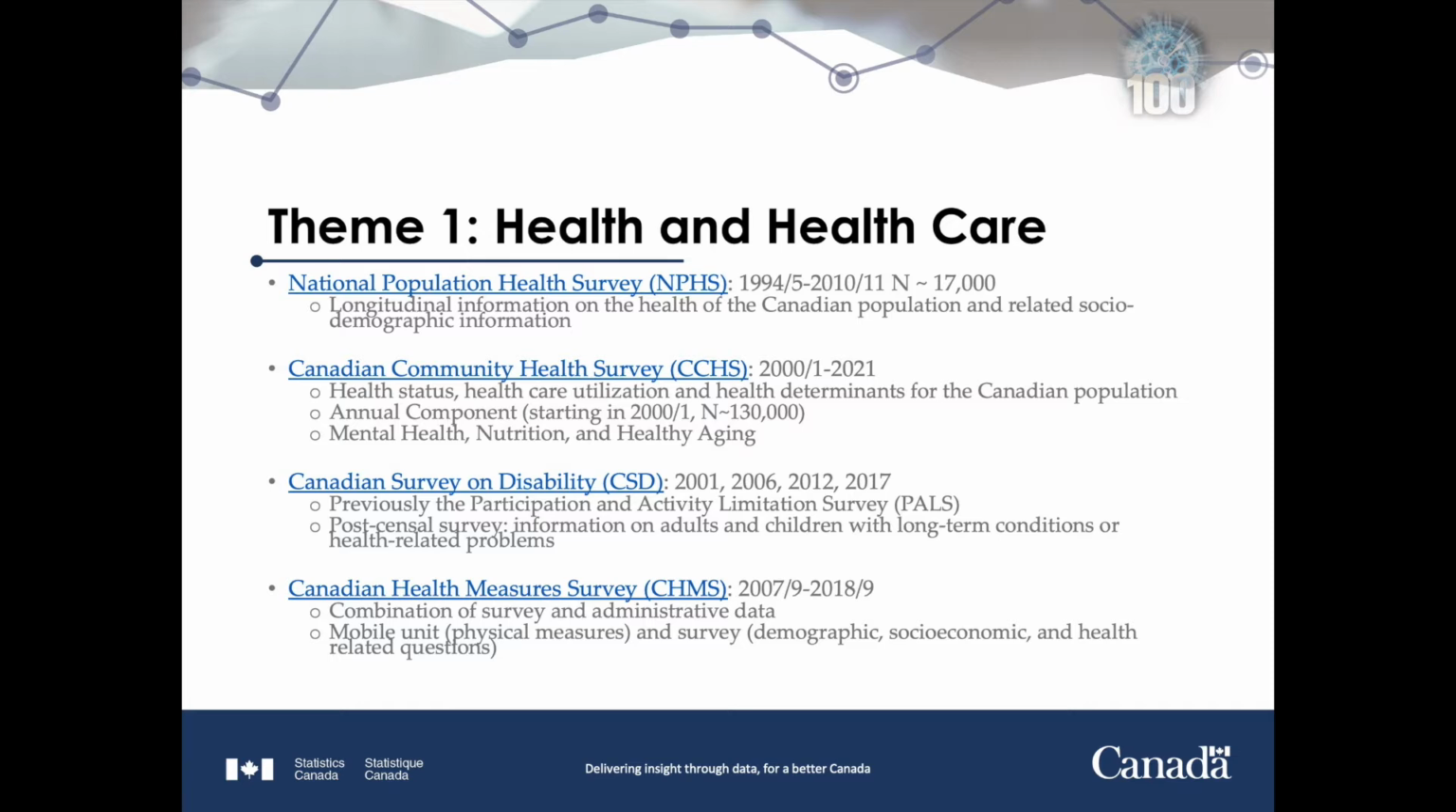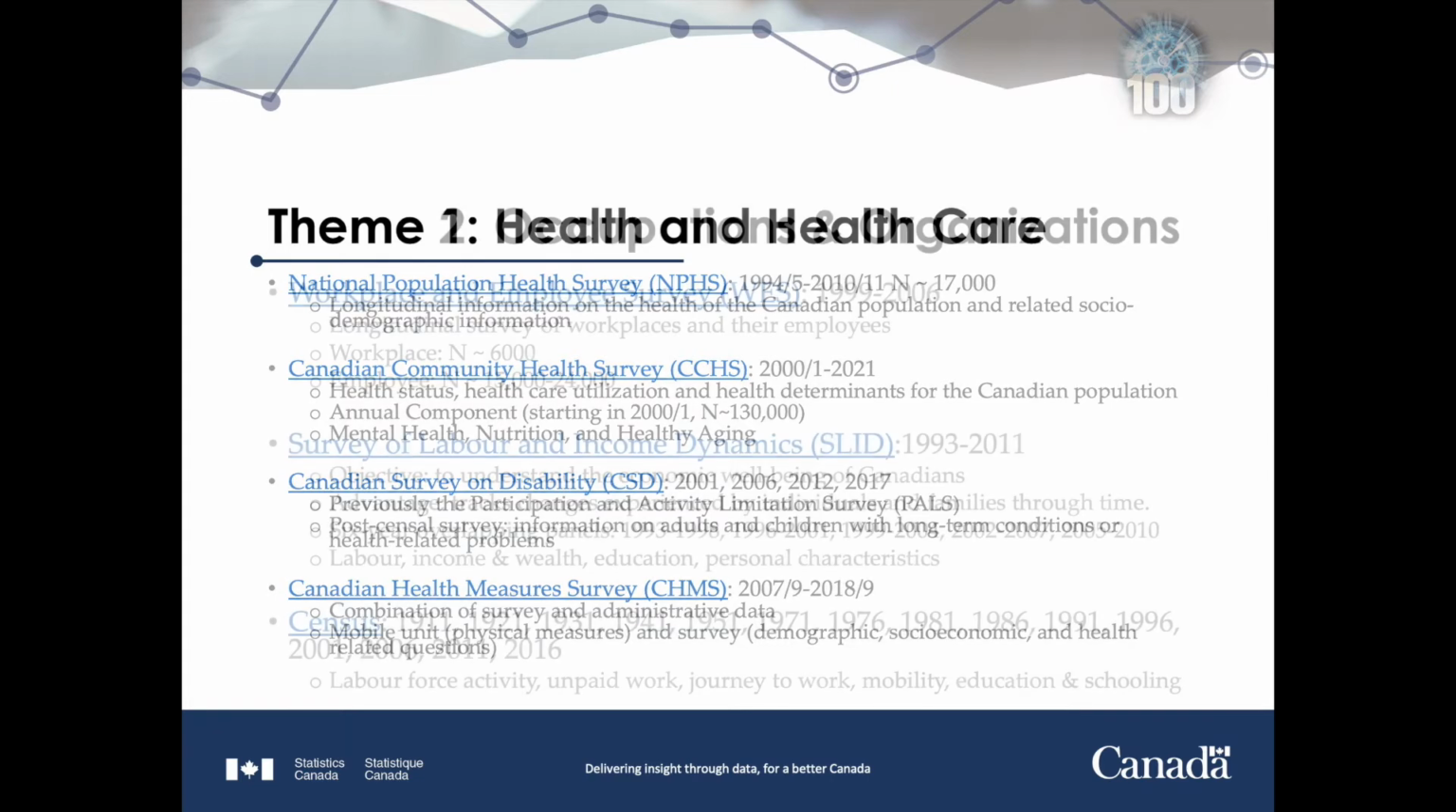The first theme is health and healthcare. A few of the main surveys included in this theme are the National Population Health Survey, the CCHS, the Canadian Survey on Disability, and the Canadian Health Measures Survey. These surveys collected data from Canadians on various health-related topics, including general health, mental health, nutrition, healthy aging, and disabilities.